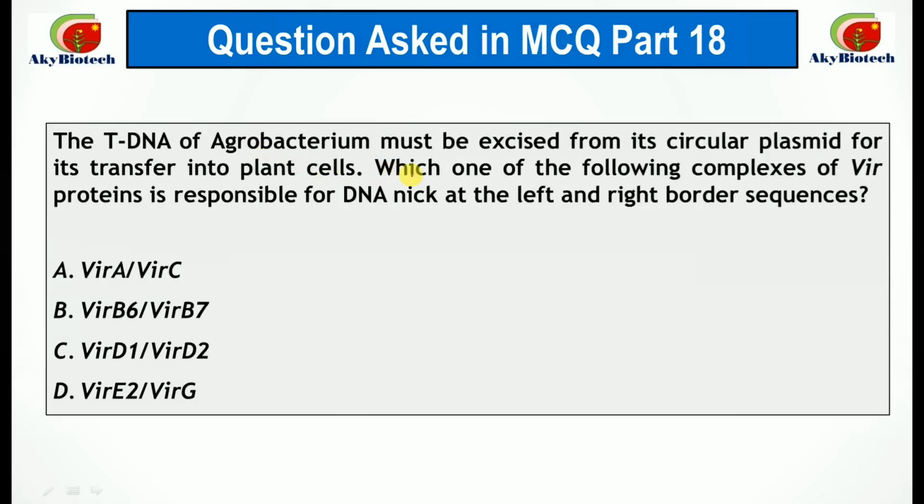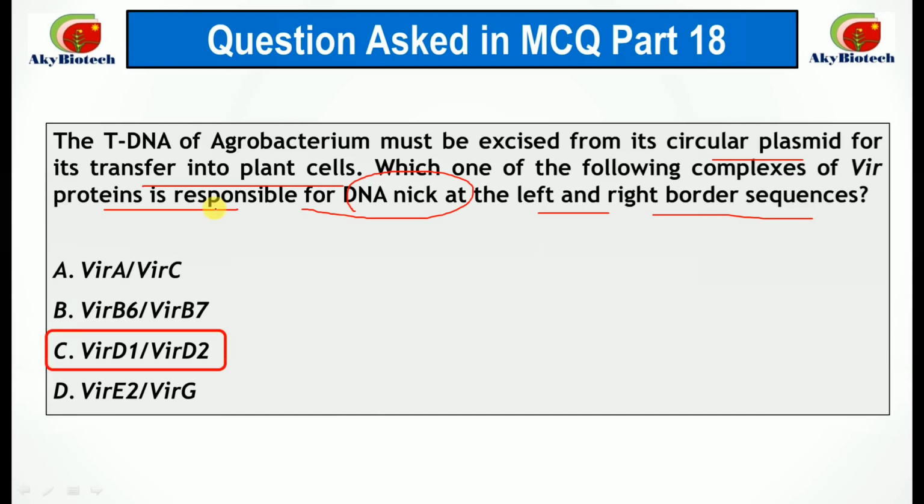So this was the question which we asked in the previous video. The T-DNA of Agrobacterium must be excised from its circular plasmid for its transfer into the plant cells. Which one of the following complexes of Vir proteins is responsible for the DNA nick at the left and the right border sequences? You have to pick the correct complex of Vir proteins. The correct answer to this is VirD1 and VirD2.